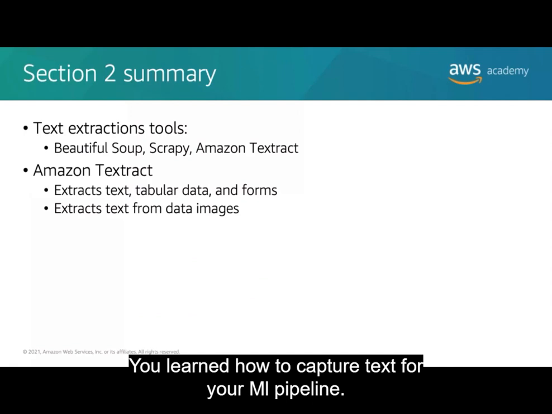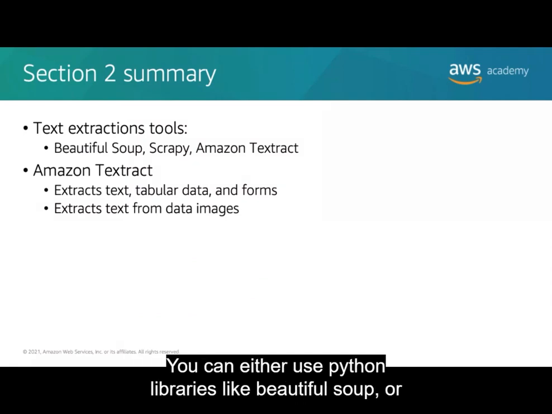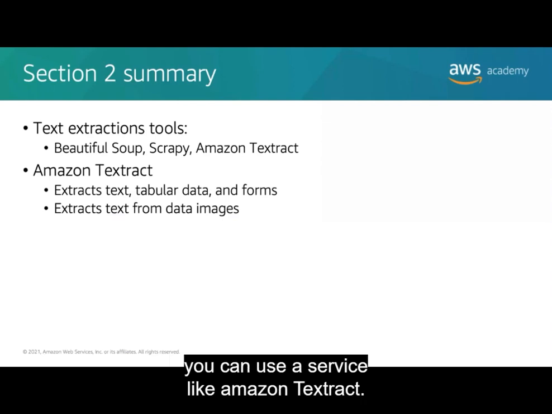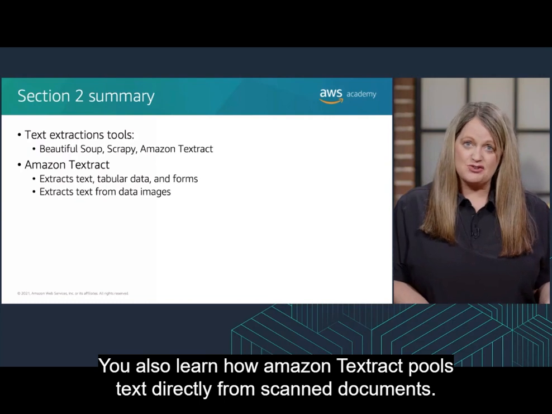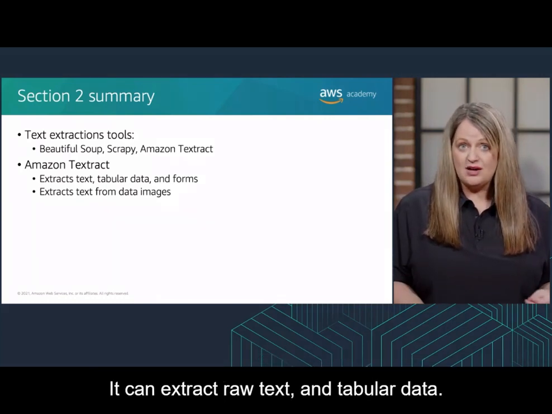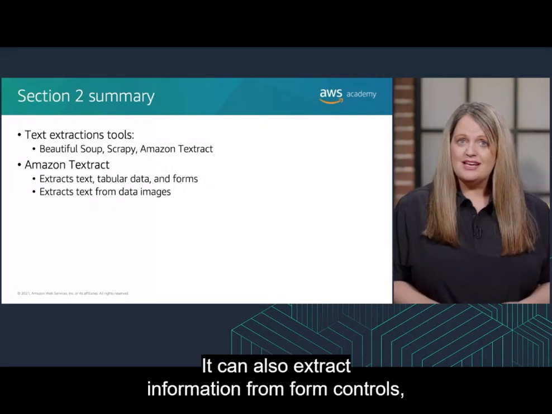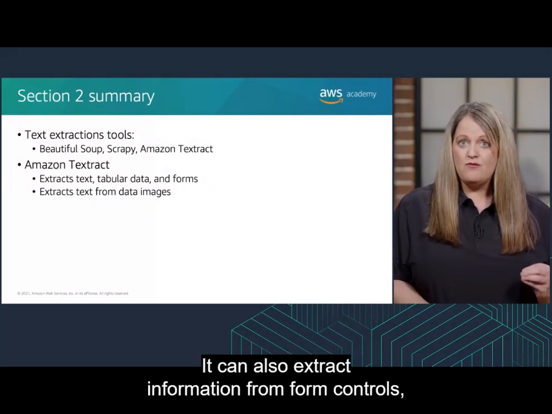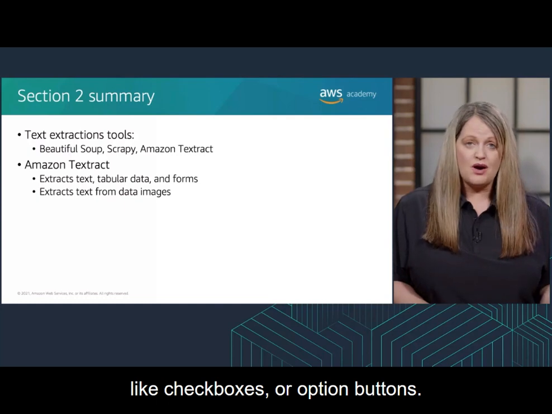In this section, you learned how to capture text for your ML pipeline. You can either use Python libraries like Beautiful Soup, or you can use a service like Amazon Textract. You also learned how Amazon Textract pulls text directly from scanned documents. It can extract raw text and tabular data. It can also extract information from form controls like checkboxes or option buttons.